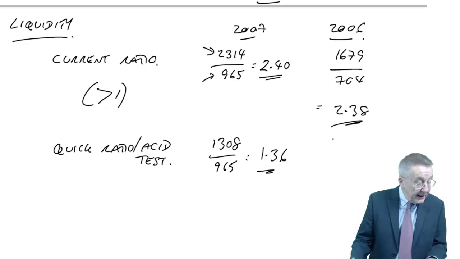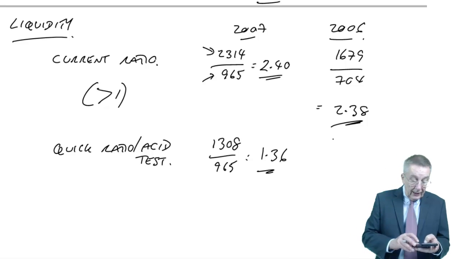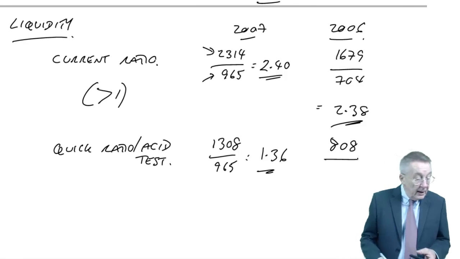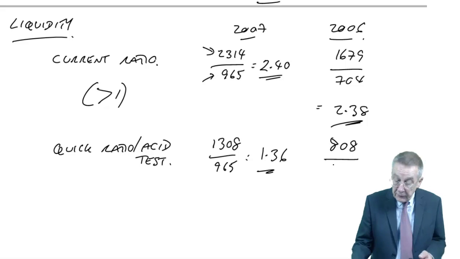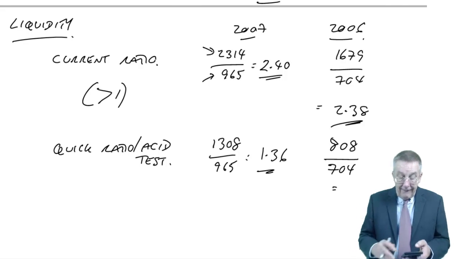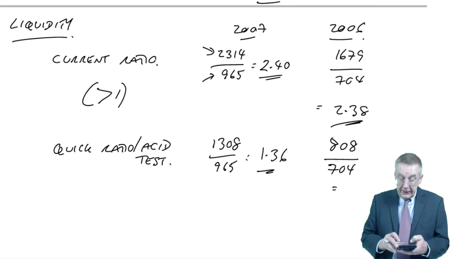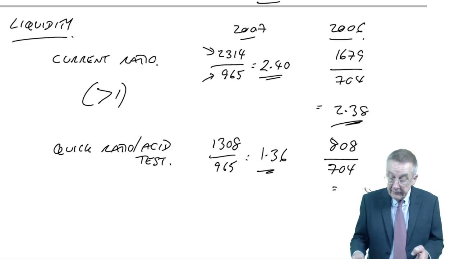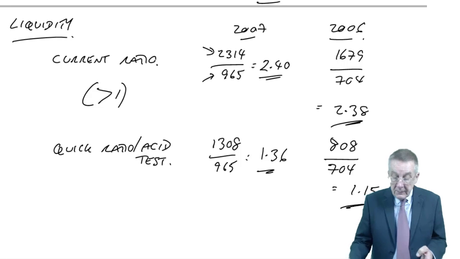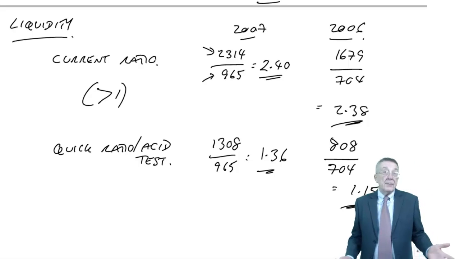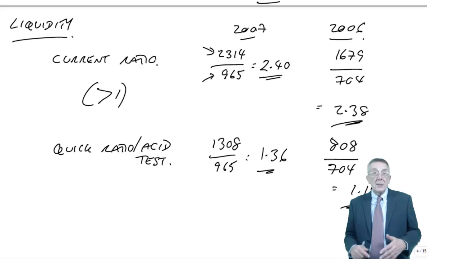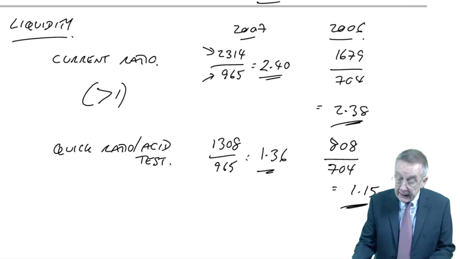What about 2006? 1679 current assets minus 871 inventory is 808. Current liabilities are 704. So what do we get? 808 divided by 704. A 1.15. Okay, that's gone up this year. There's not a lot we can say though. It's closer to 1, but there still doesn't appear to be any panic.